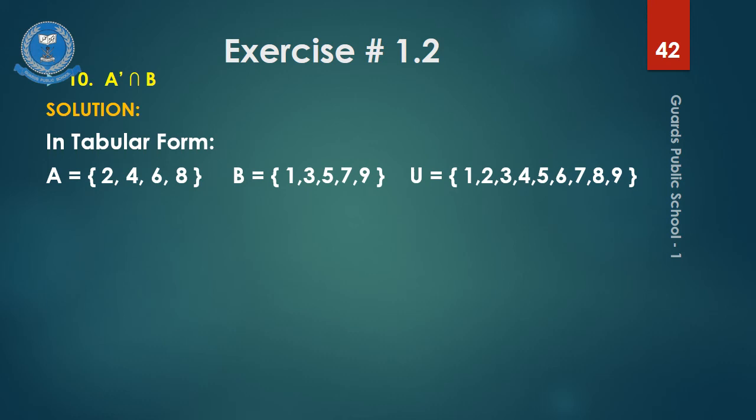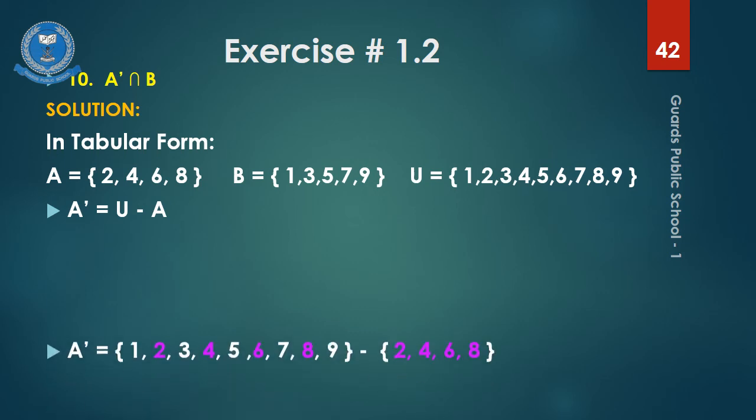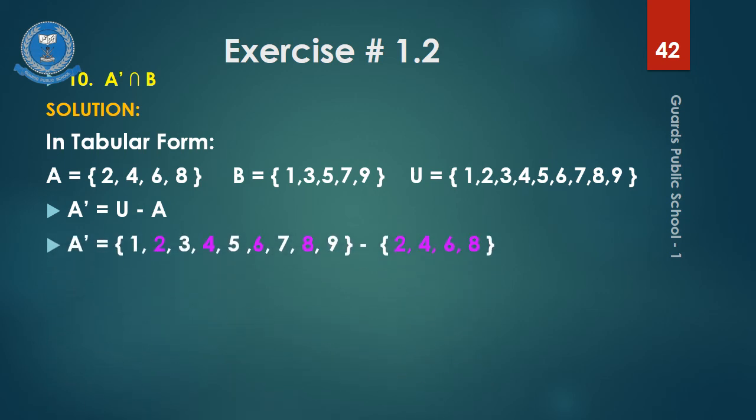So first we will have to find A complement. A complement is equal to the difference of set A from the universal set. Next step, A complement is equal to list all the members of the universal set, then minus all the members of set A. In difference, we will mention the remaining members of the universal set which are not present in set A. Means in the answer we are not going to write 2, 4, 6, 8. We will write A complement is equal to 1, 3, 5, 7, 9. This is the answer of A complement.